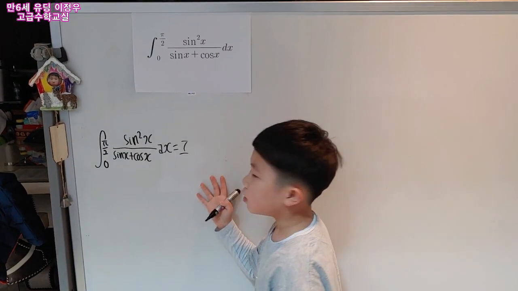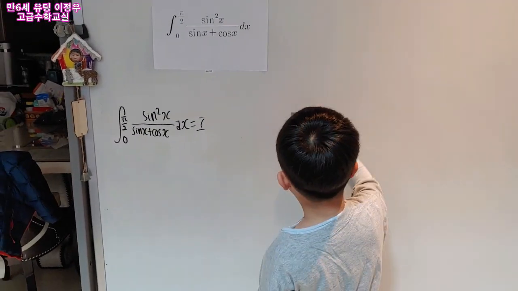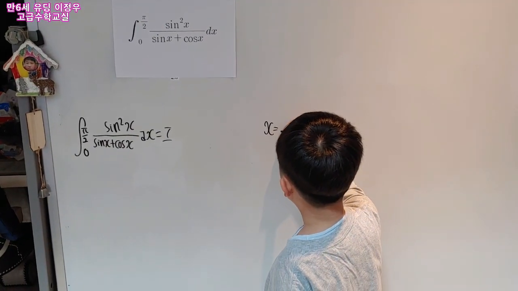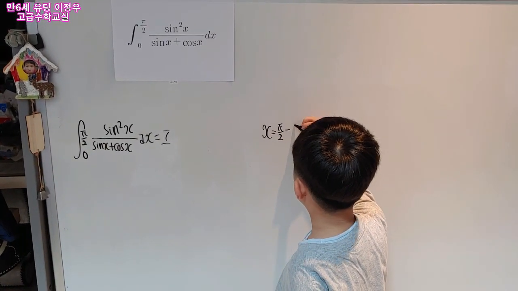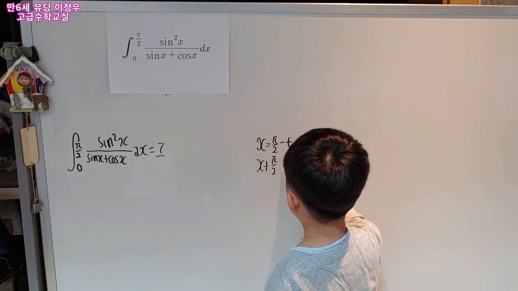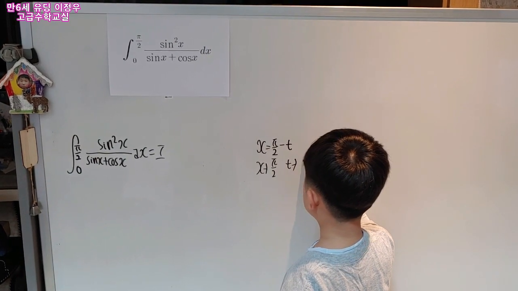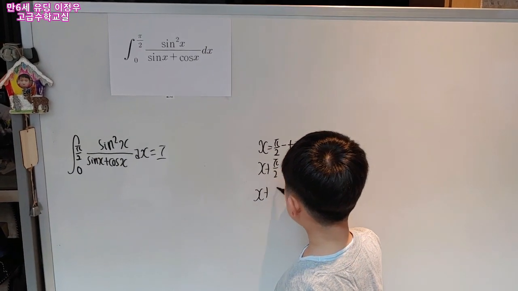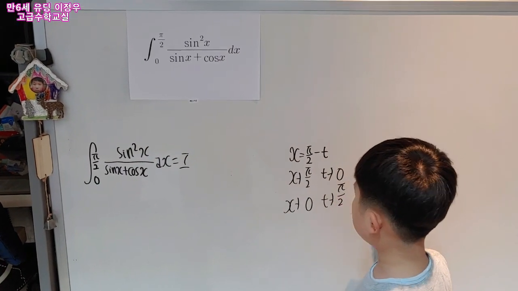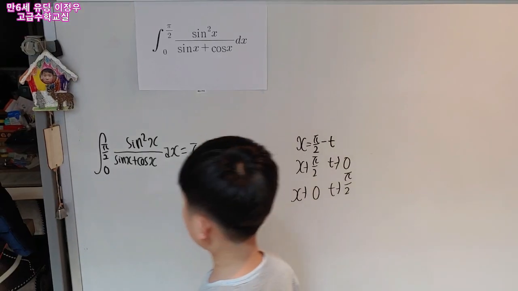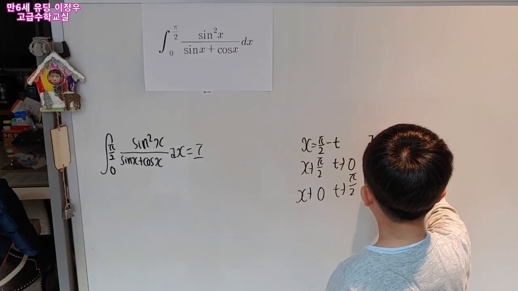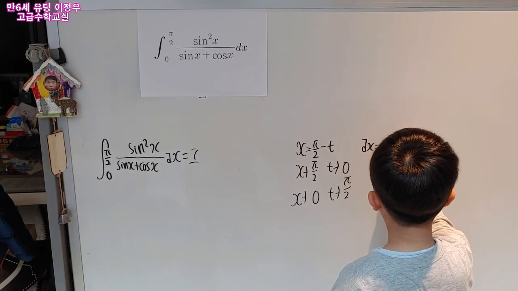We go to x equals pi over 2 minus t. When x goes to pi over 2, t goes to 0, and when x goes to 0, t goes to pi over 2. And dx equals minus dt.